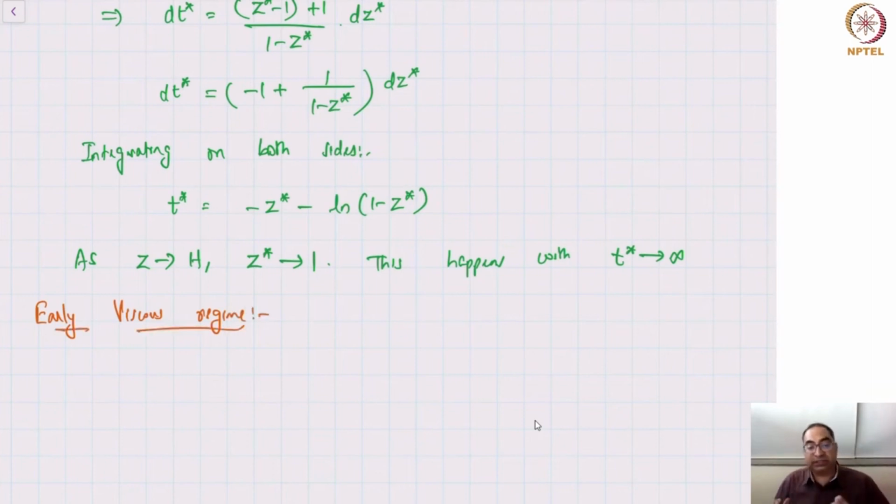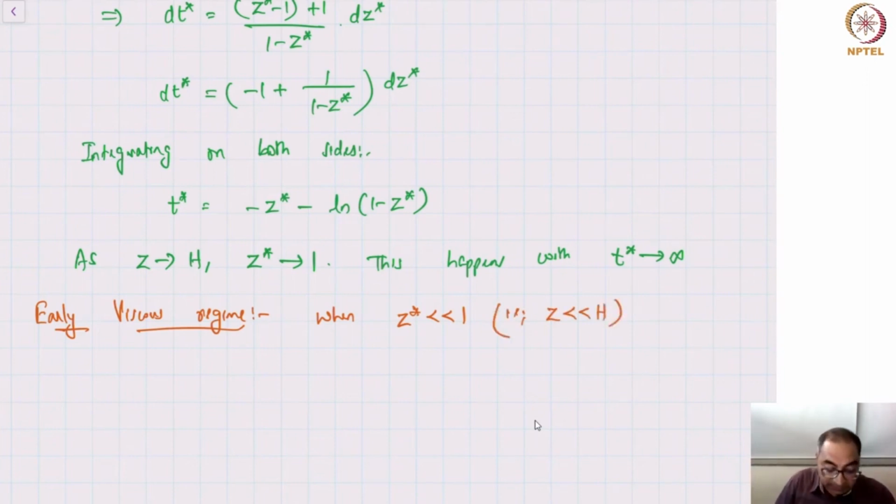Let's look at the early viscous regime. And when does this occur? This occurs when z star is still much smaller than 1. In other words, z is still sufficiently away from the final height h. We can write this as z is much smaller than h.